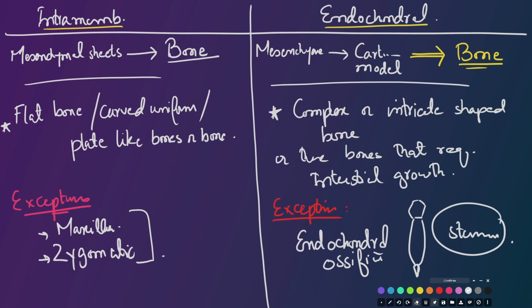And by the way, please note that endochondral ossification is the most common method of bone formation in humans. In our body, many of the bones are quite complicated. They have certain tubercles and certain complicated structures. For those bones, endochondral ossification is the ideal one.